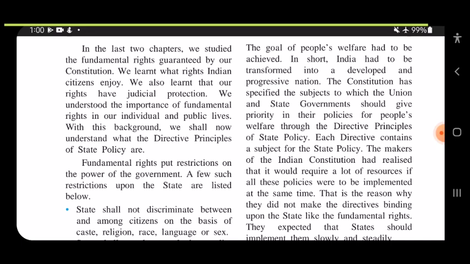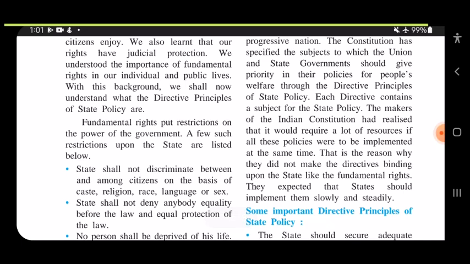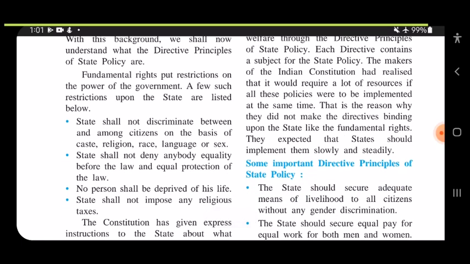The Constitution has specified the subjects to which the Union and state governments should give priority in their policies for people's welfare through the directive principles of state policy. Each directive contains a subject for the state policy. The makers of the Indian Constitution had realized that it would require a lot of resources if all these policies were to be implemented at the same time. So the state should implement this slowly and steadily, one by one.